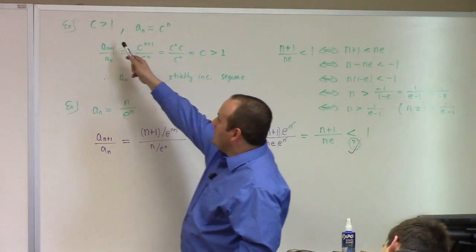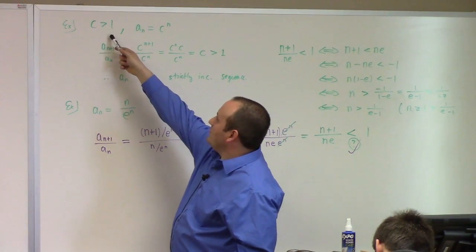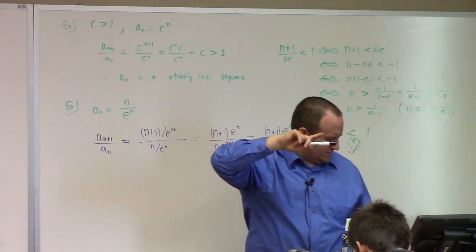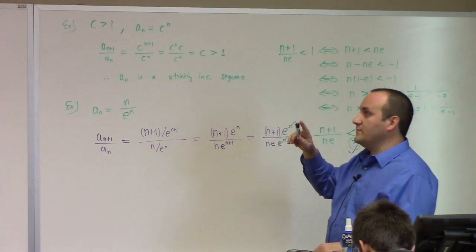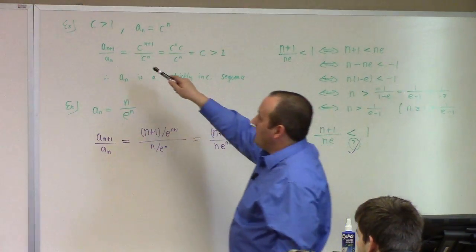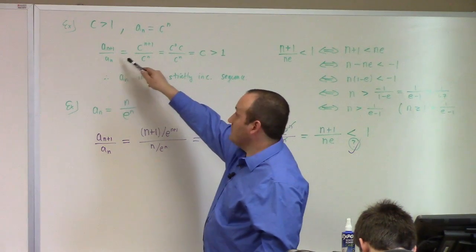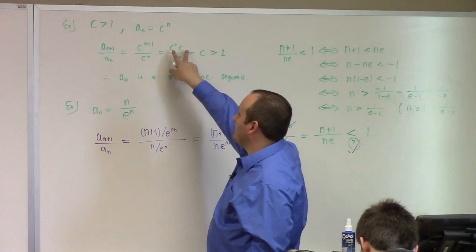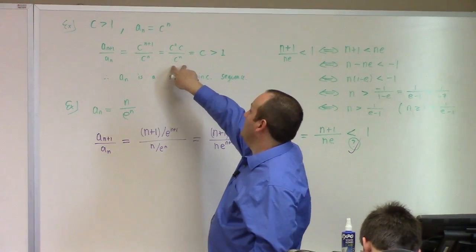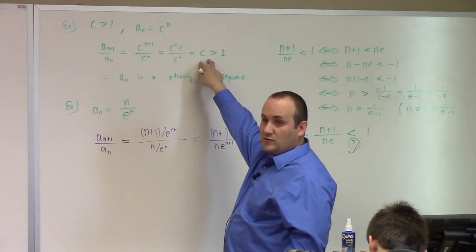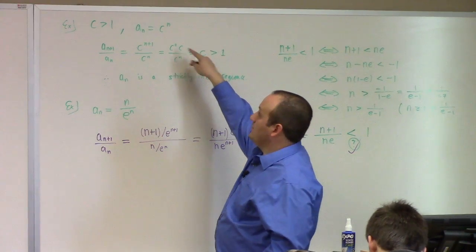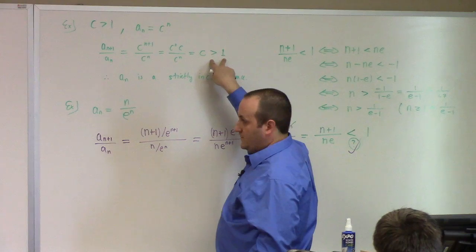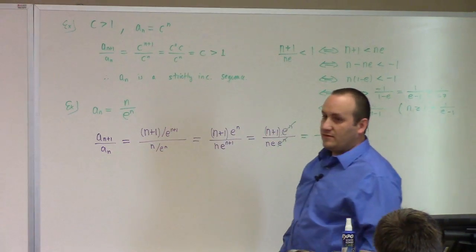Okay, so this example, I digress. c greater than 1, a sub n equal to c to the n. We can prove that this is strictly increasing, and it's pretty simple to do that. I look at the quotient, a sub n plus 1 over a sub n. I get c to the n plus 1 over c to the n. Properties of exponents, that's c to the n times c divided by c to the n. I get c. But we assumed that c is what? Greater than 1. This being greater than 1, therefore, a sub n is a strictly increasing sequence.